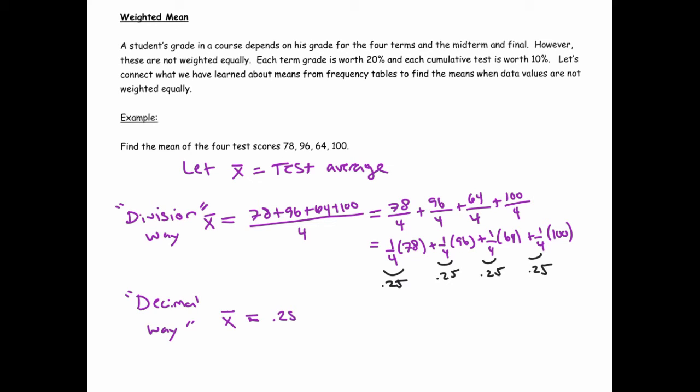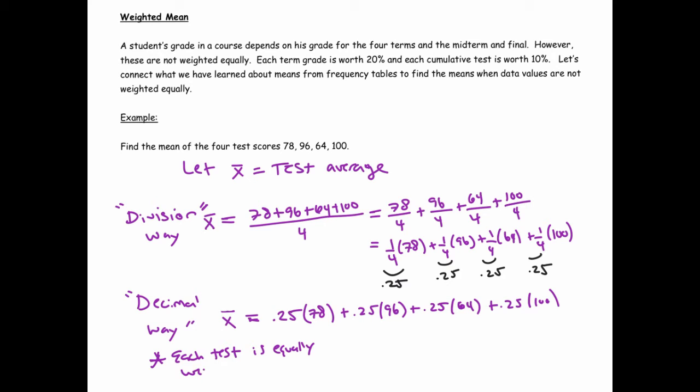That 78 is worth 25%, so I just do 0.25 times 78. The 96 is worth 25%, so I do 0.25 times 96. The 64 is worth 25%. The 100 is worth 25%. This is the decimal way of thinking of averages. And again, this is because each test is equally weighted. Right, 25%.